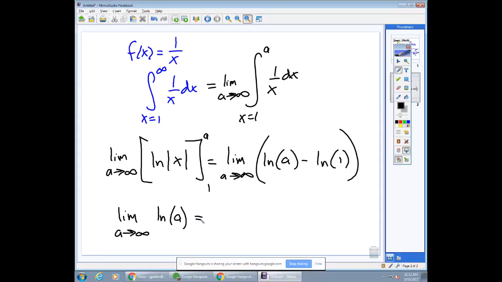Yeah, it increases forever. So let's see, what's the derivative of the natural log? 1 over x. And if x is positive, is 1 over x positive? Yeah, so since the derivative of the natural log is positive, that means it's always increasing. If it's always increasing without boundary, then I have a problem.